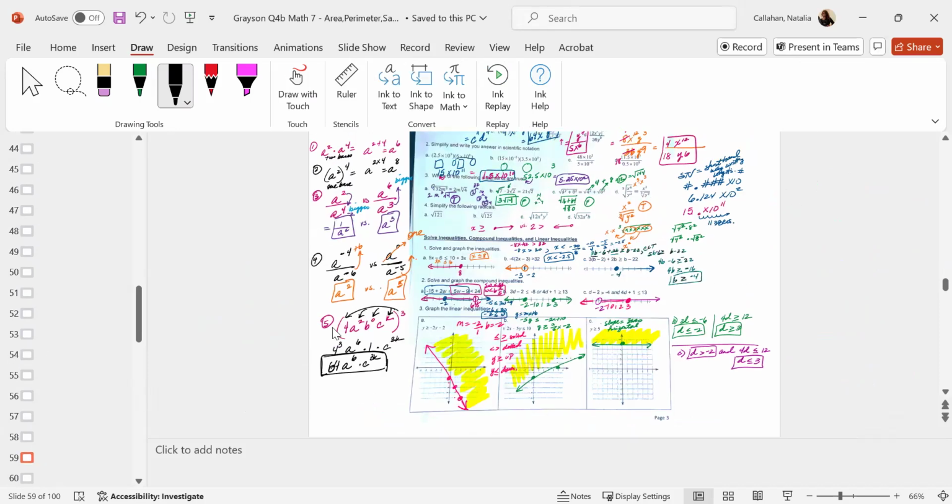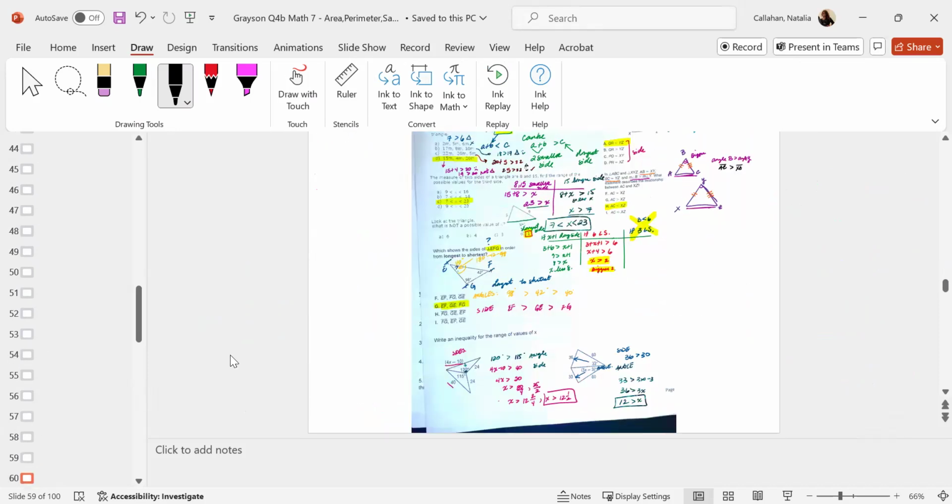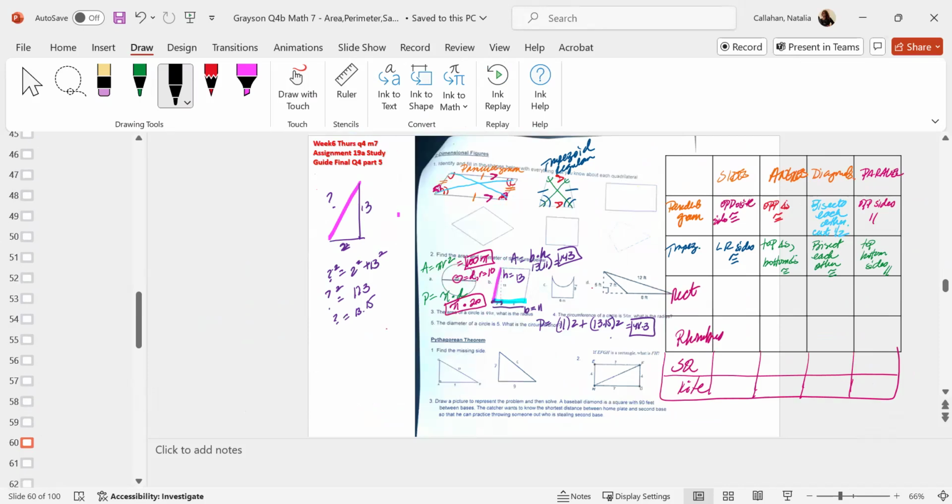What the hell is this stupid thing? Okay, last few parts.